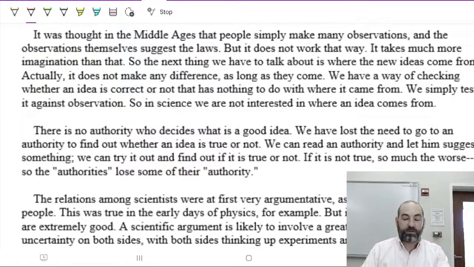So in authoritarian societies, the idea that people can come up with their own methods of knowledge acquisition is a danger to the regime. And so, as he says here, authorities lose some of their authority. So authoritarian societies are often necessarily anti-science because of that, because they know that if people are making their own investigations as to what's true and what's false, then they aren't going to listen to whoever is in charge anymore.